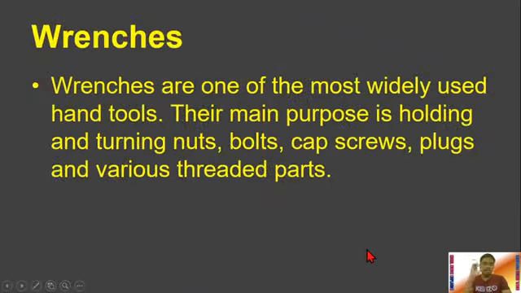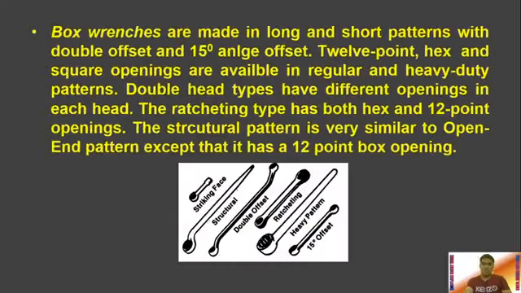Okay. Next, we have the wrenches. Wrenches are one of the most widely used hand tools. Their main purpose is holding and turning nuts, bolts, caps, screws, plugs, and various threaded parts. So the first type of wrench is the box wrench. They are made in long and short patterns with double offset and 15-degree angle offset.